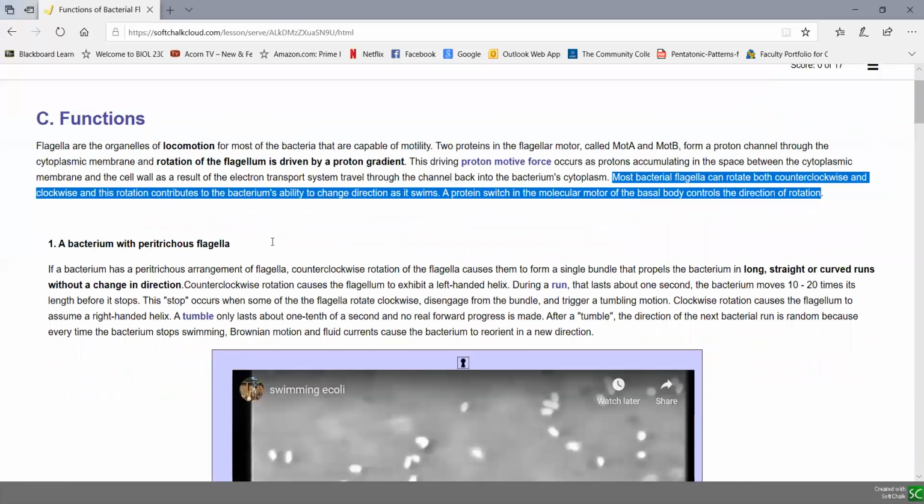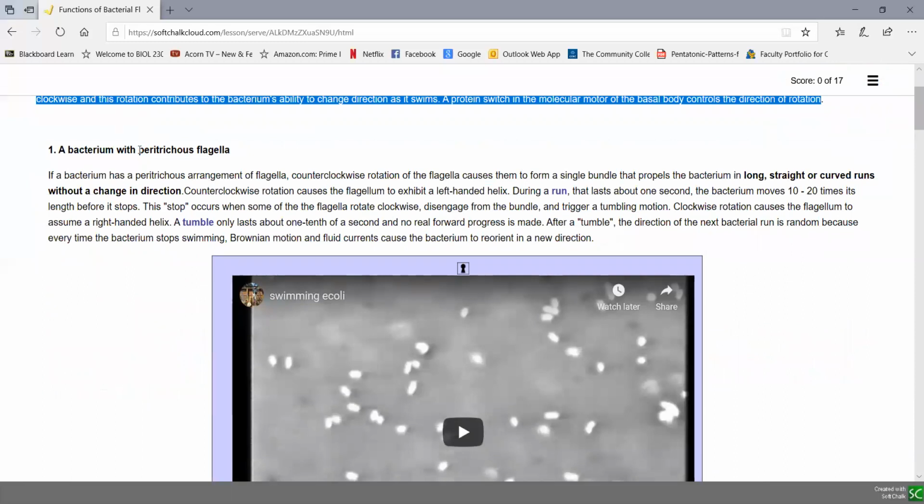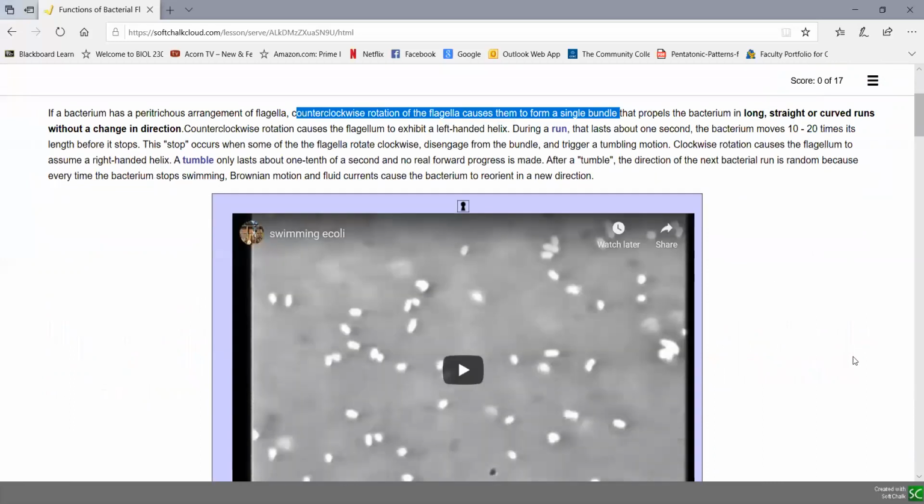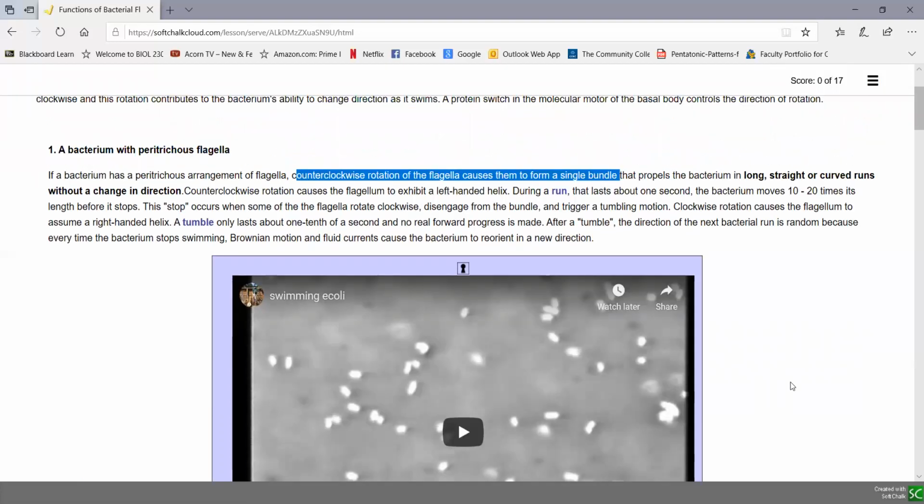clockwise or counterclockwise. Now, if we look at bacteria that are surrounded by flagella or have a peritrichous arrangement of flagella, counterclockwise rotation of the flagella causes them to form a single bundle. So all the flagella kind of wind up wrapping around behind the bacterium from those surrounding the cell. And with counterclockwise rotation, this propels the bacterium in long, straight, or curved runs without a change in direction. So when it's rotating counterclockwise, the flagellum exhibits what's called a left-handed helix, which is hydrodynamically very stable.